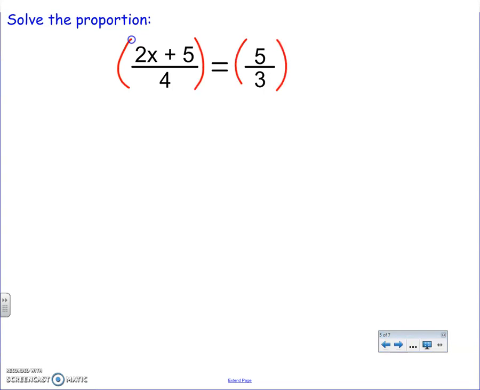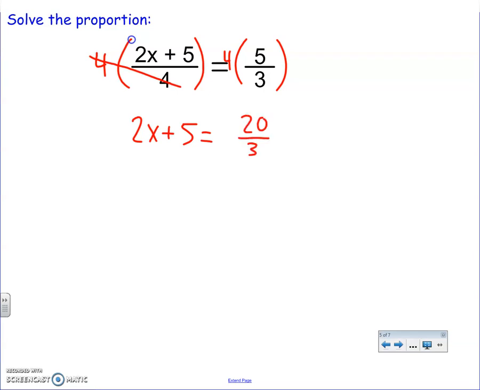You're going to have to do both of them. You can pick the biggest number first. That's usually best. So I pick 4. If I do that, this 4 will cross out this 4. All that's left on the left side is 2x plus 5. On the right side, that 4 does not cancel 3, so 4 times 5 is 20 over 3.